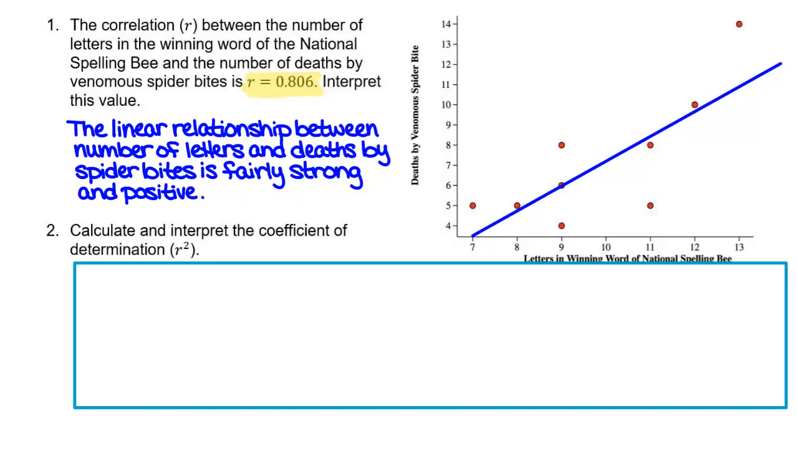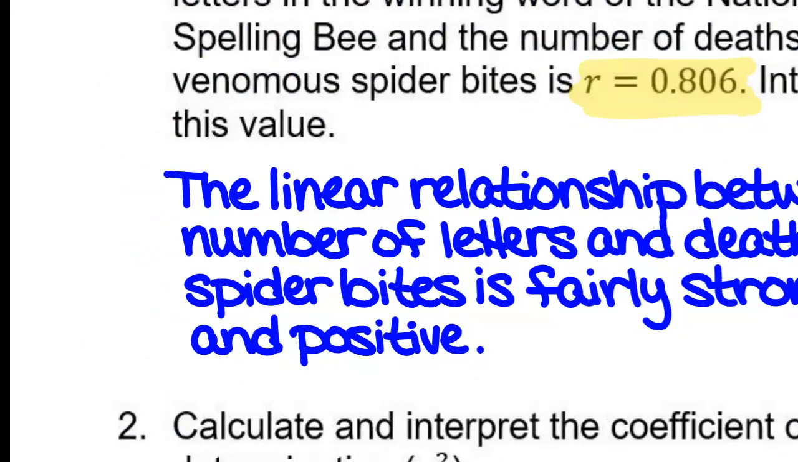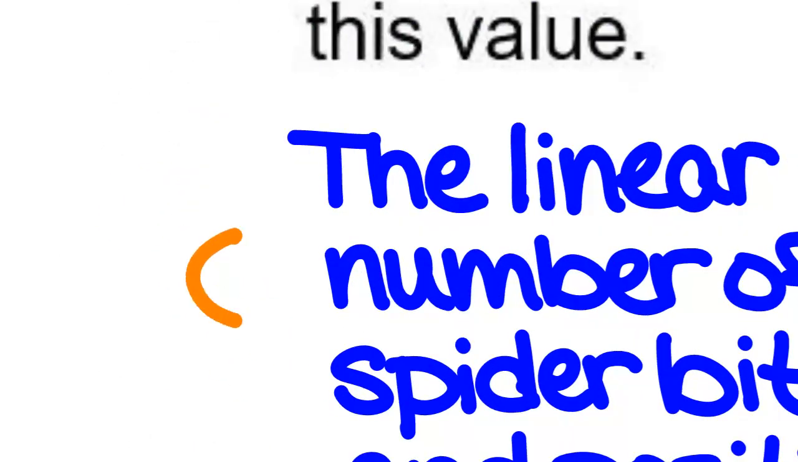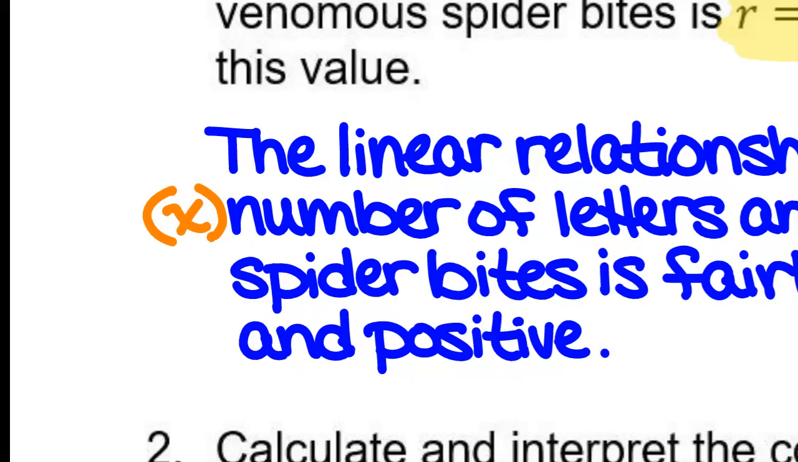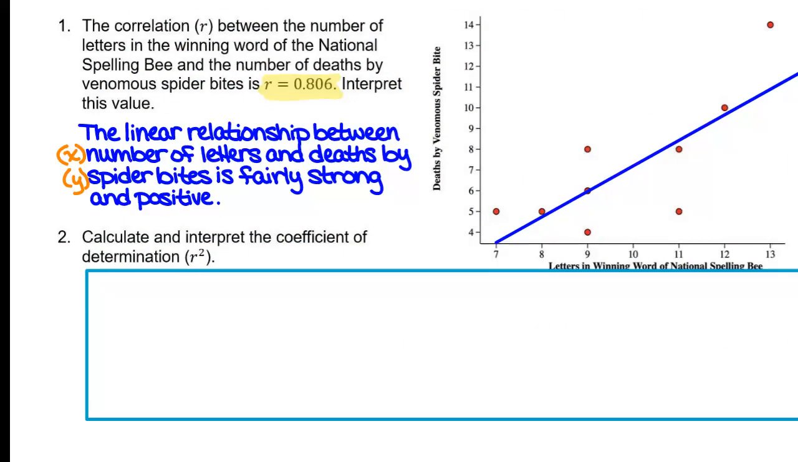The only other thing that I would add to this is I would say X is my number of letters and deaths by spider bites is my Y. That's the only other thing that I would add to this.